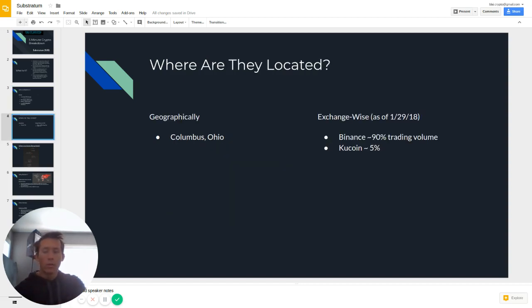Where are they located? They're located in Columbus, Ohio, so here in the U.S. Exchange-wise, about 90% of trading volume is on Binance, with 5% on KuCoin. So you'll be looking for them on Binance pretty much.